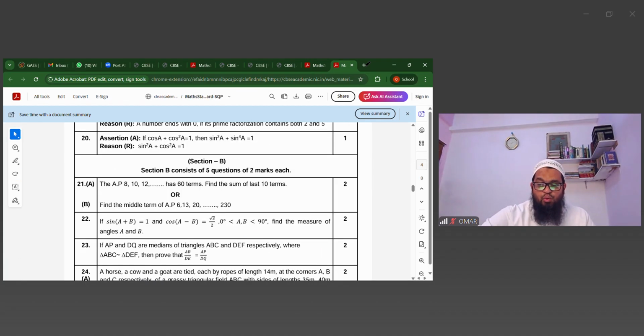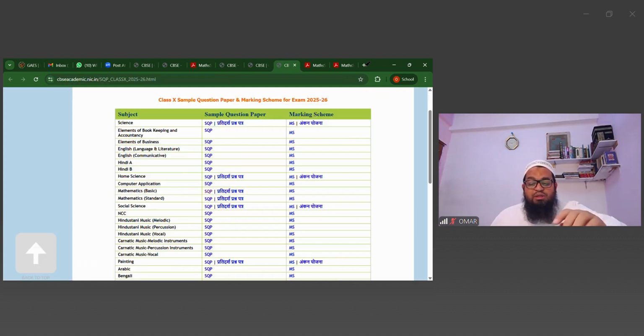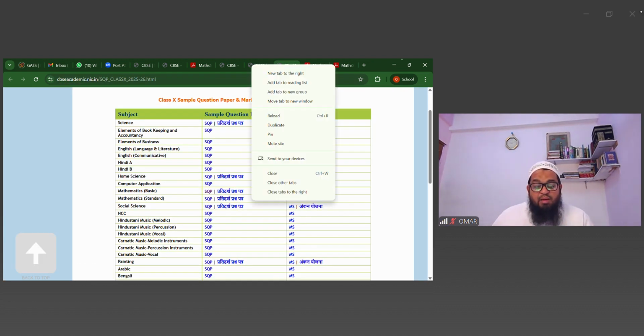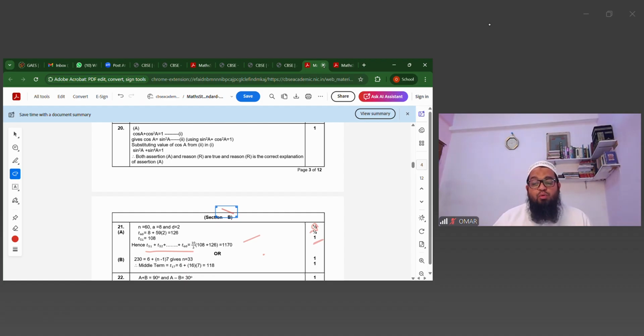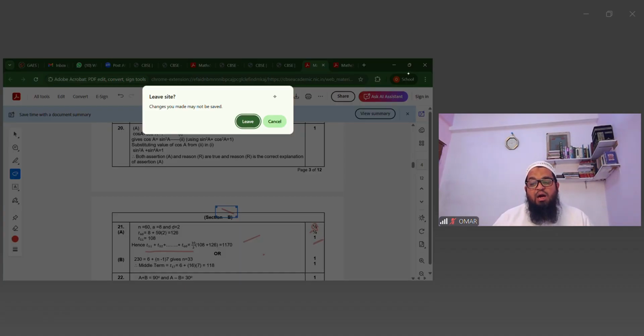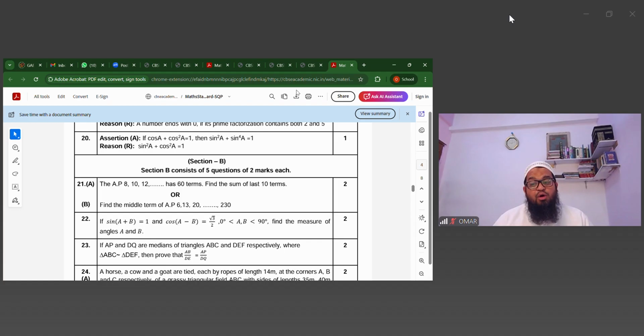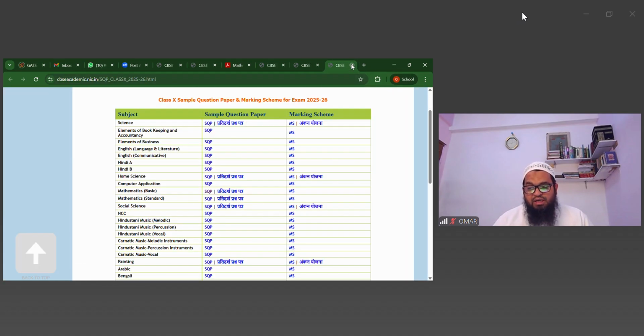in every question. Now you would have understood the importance of the marking scheme, right? So not only download the sample question paper, but download your marking scheme also. It is very, very important, because from the marking scheme you will come to know what steps are important and what steps are not.